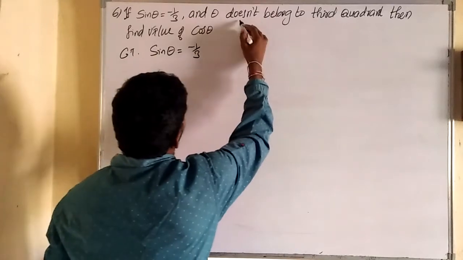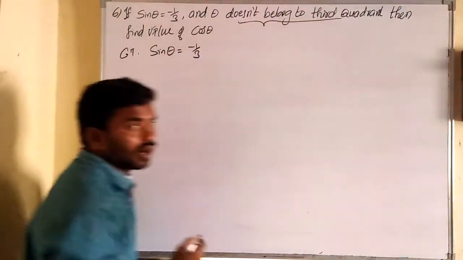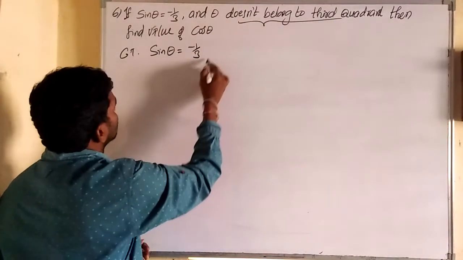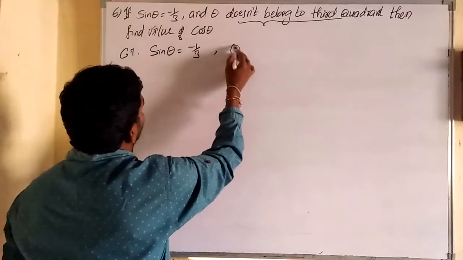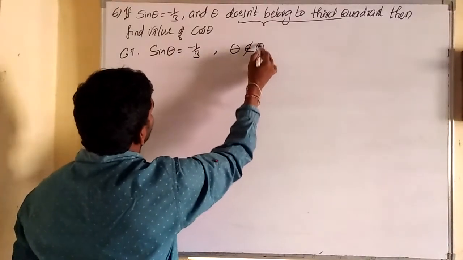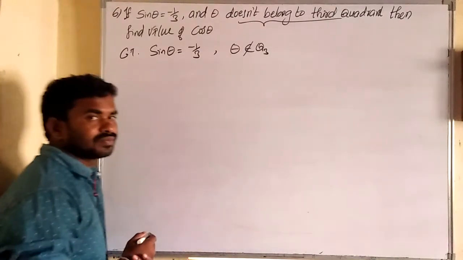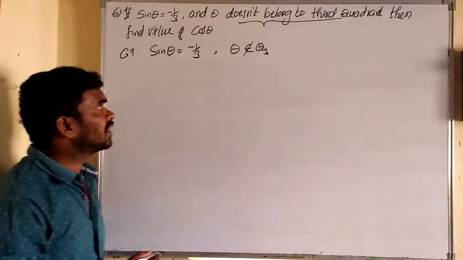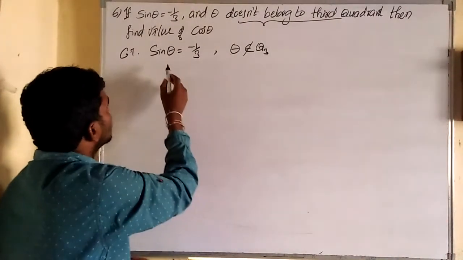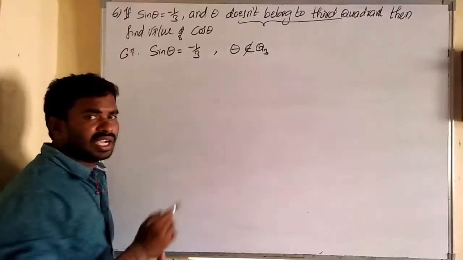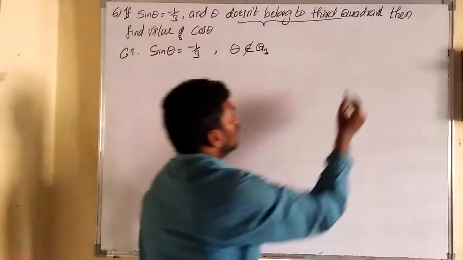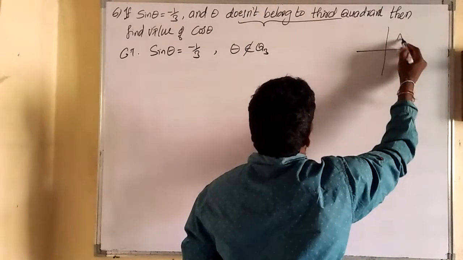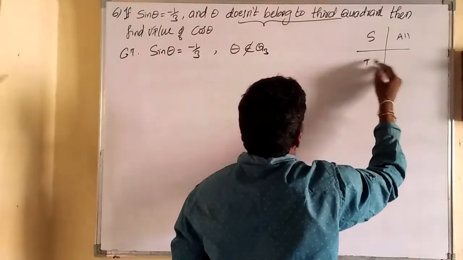See, theta does not belong to the third quadrant, theta does not belong to Q3. Which quadrant does theta belong to? See here, the sin value is given as negative. In the 4 quadrants, all silver teacups.